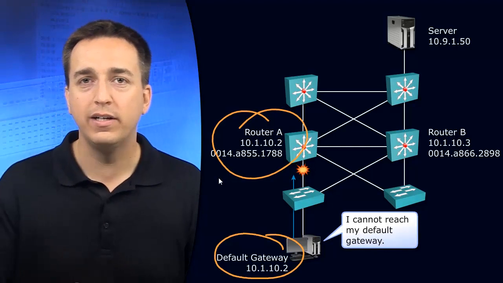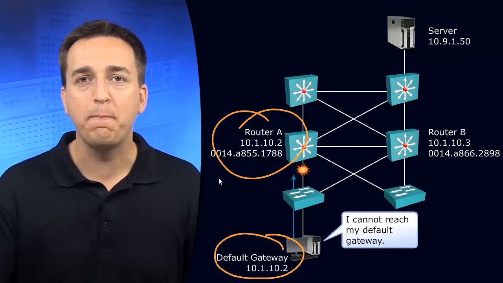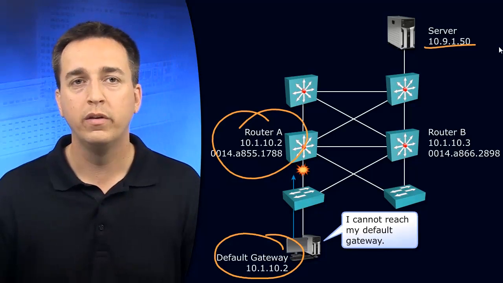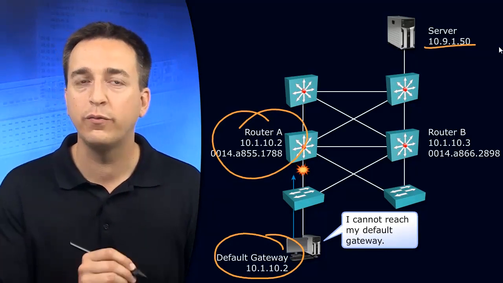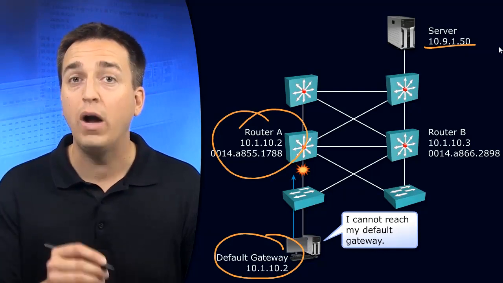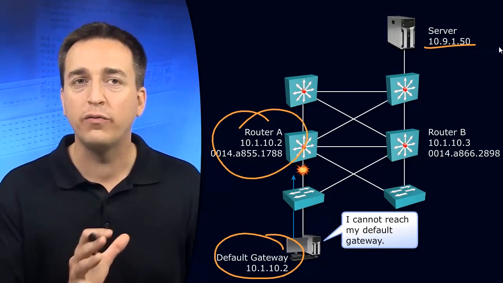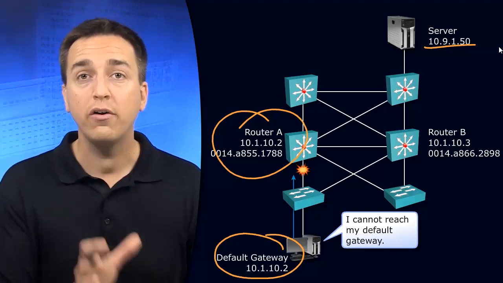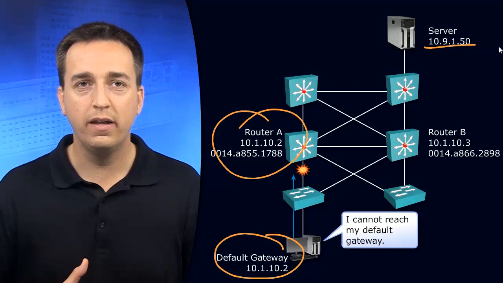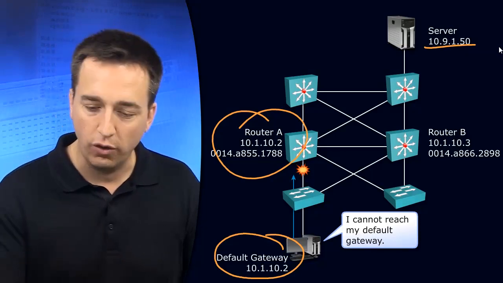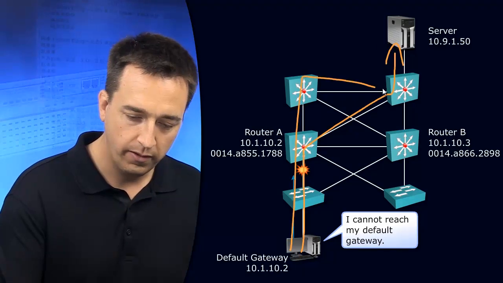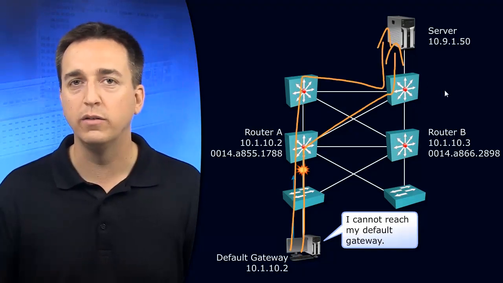When the client needs to send a packet out of the subnet to reach, for example, this server, it needs to create the frame with the destination MAC address of router A so it can send the frame to the router, and then the router can forward that packet onto the correct destination. So everything is going to work perfectly if there is no failure. But what happens if there is a failure?